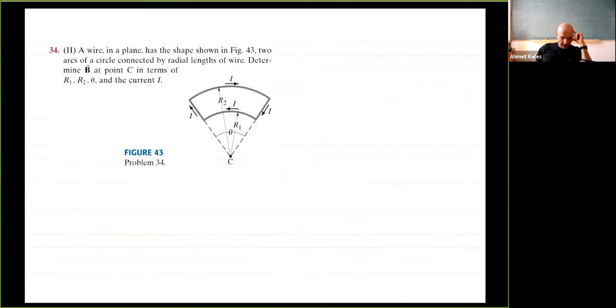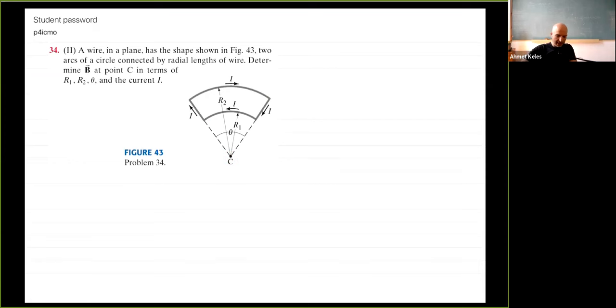So a wire in a plane has the shape shown here. 2 arcs of a circle connected by radial lengths of wire, like these arcs connected with these 2 pieces. And you'd like to determine B at point C in terms of R1, R2, and theta. And I think the C is in the center of these circles. These are concentric circles, and you're trying to find the B at the center of these 2 circles.